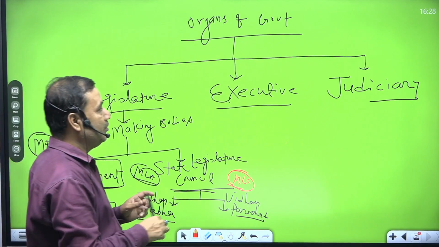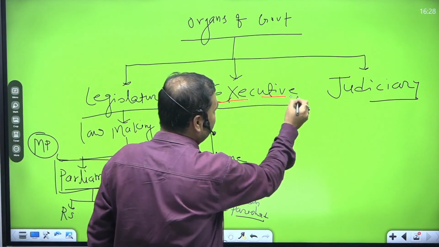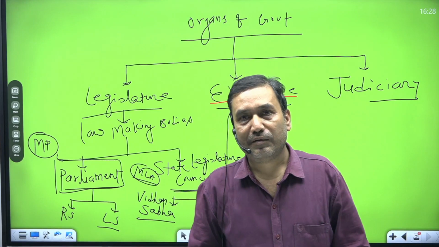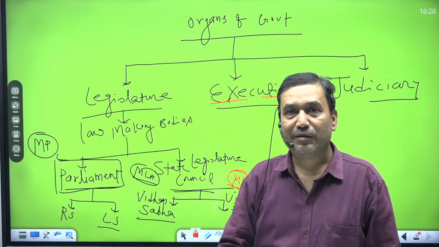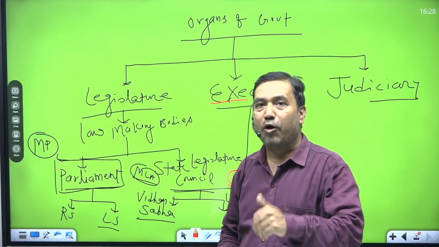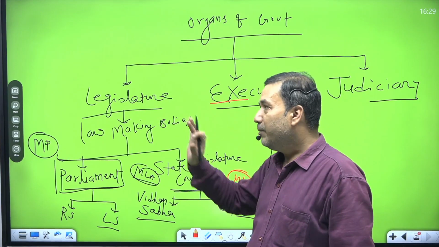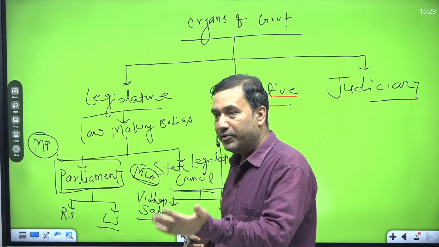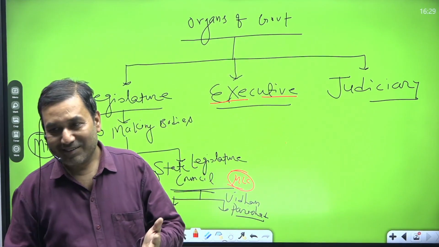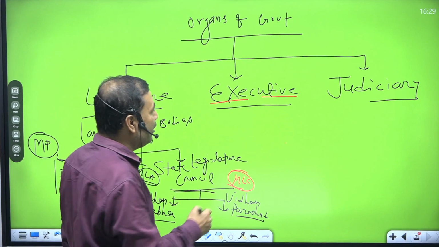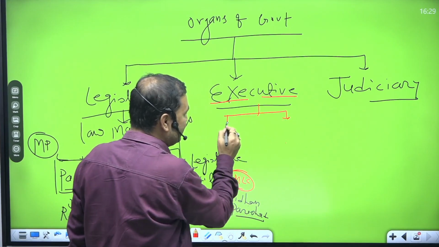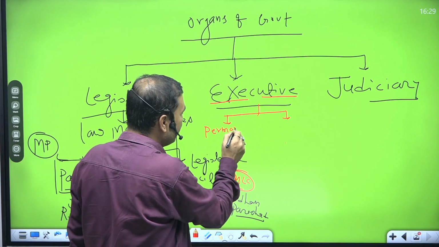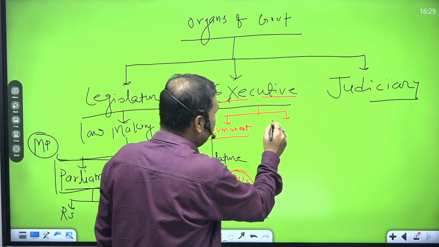Second, executive. Executive body means implementation of the laws. The legislature is the law making body, and the executive implements the laws, right? There are two types of executive: one permanent executive and second political executive.